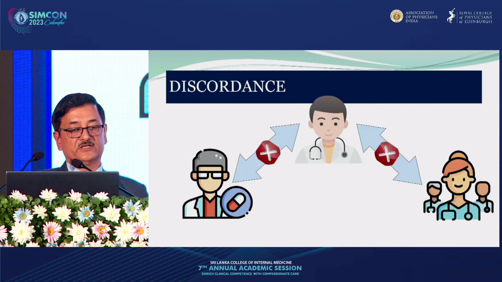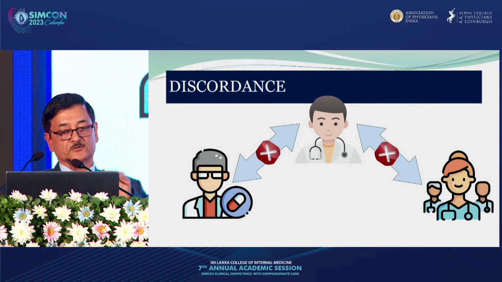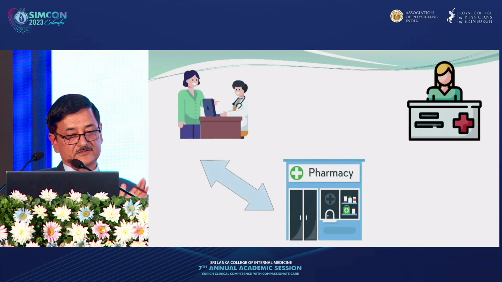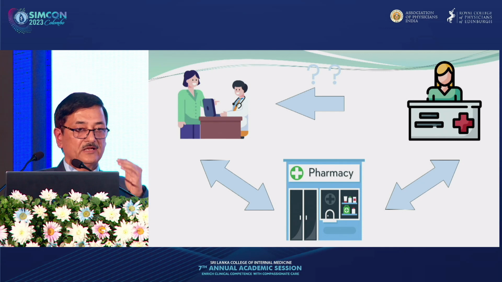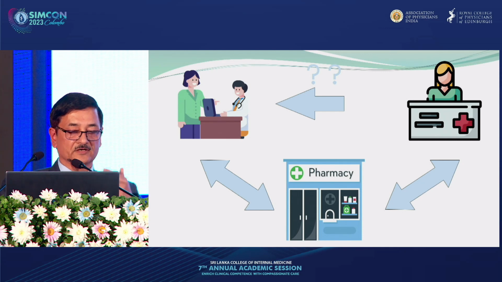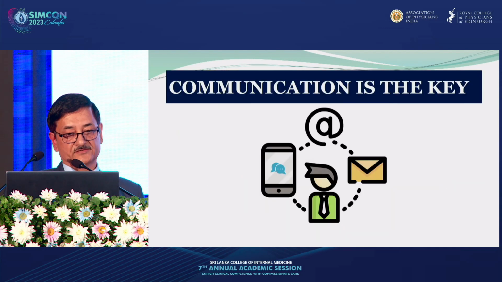And now the next point is discordance. These errors come in because there is a discordance between the nurse, the pharmacist, and the doctor. So this communication between the doctor, the nurse, and the pharmacist should be an ongoing process. And at any point when they find that there is a disturbance, they should always revert back to the doctor to ask these things. And communication is the key.